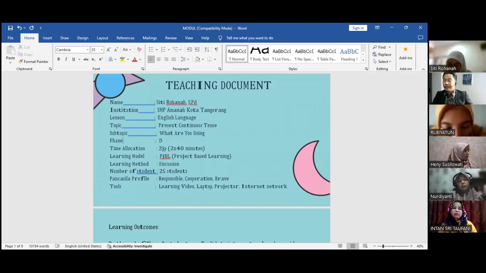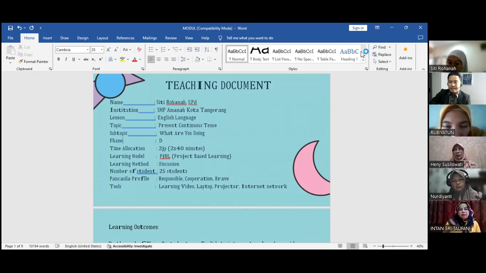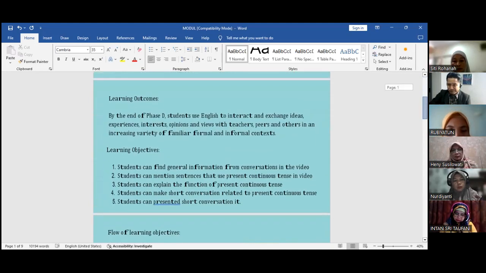here for 2 meetings. And then next one, learning method. Really, it is only discussions that you're going to have. So you're going to explain what kind of discussions, what kind of method that you're going to put. And then next, number of students. Okay, next, tools, learning video. Okay, next, second page, please.